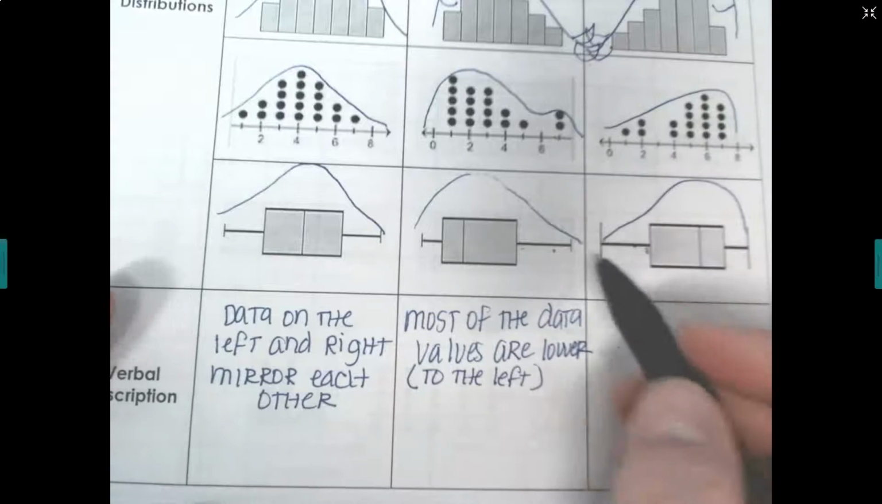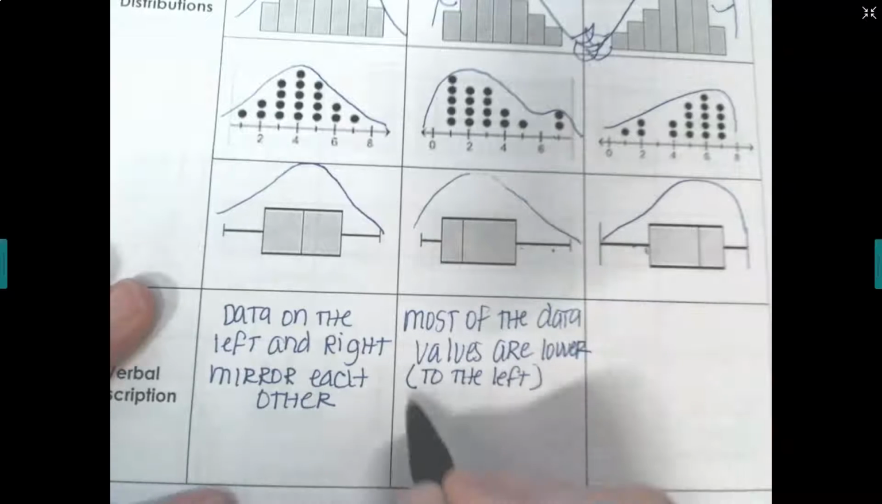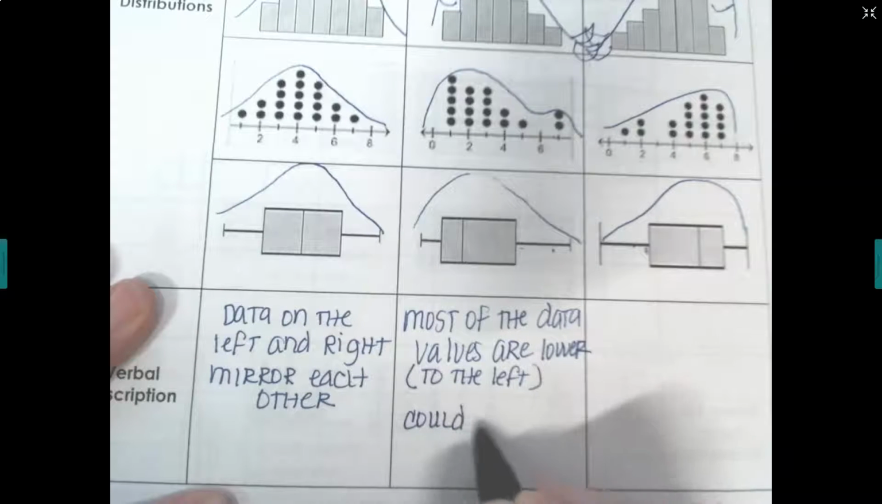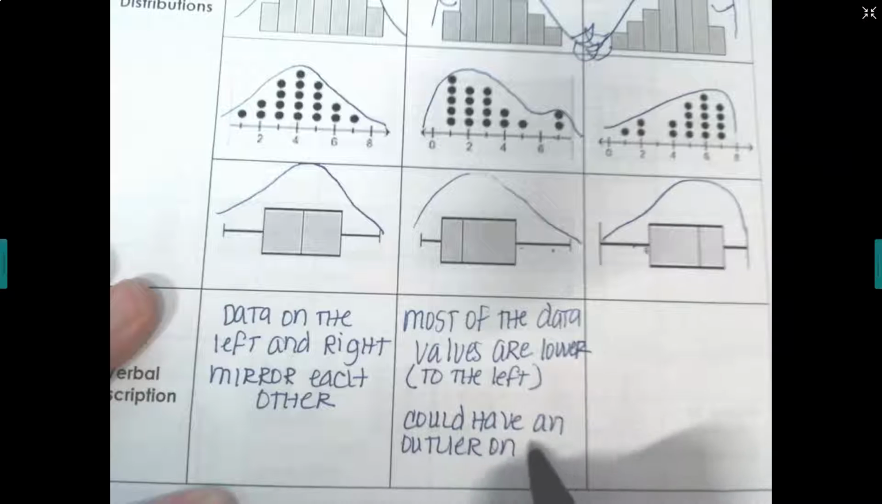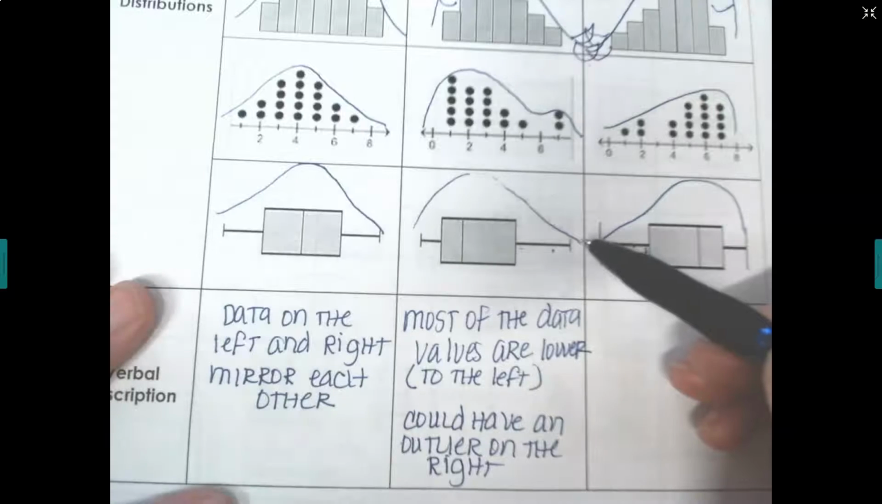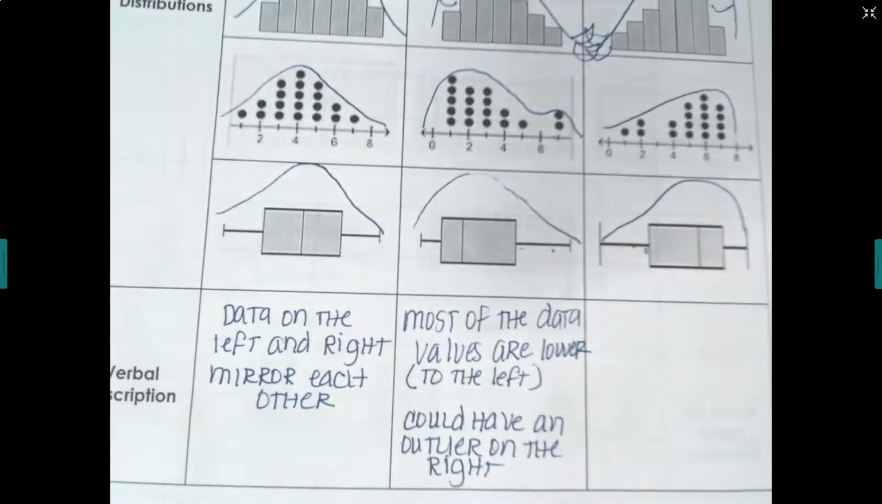Now, one of the reasons you could be right skewed is you could have an outlier on the right. So if you're right skewed, there could be an outlier over here that drew that over. It doesn't have to be an outlier, though. It's just one of the possibilities.